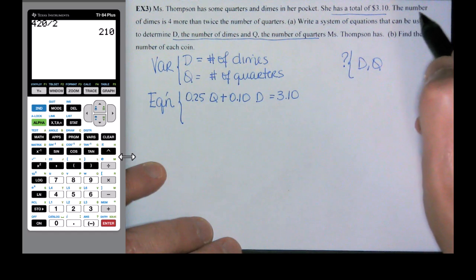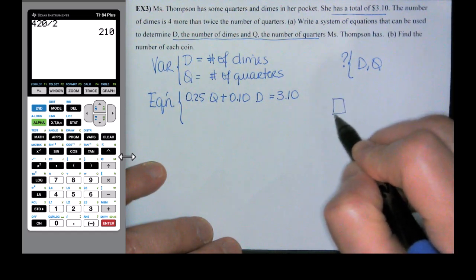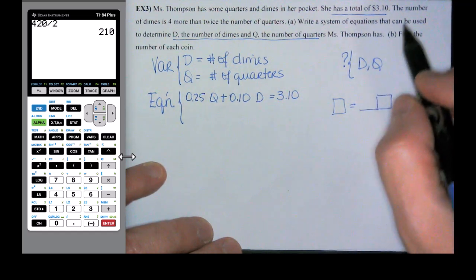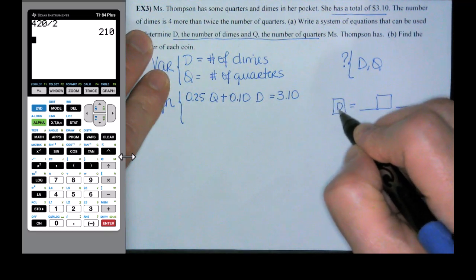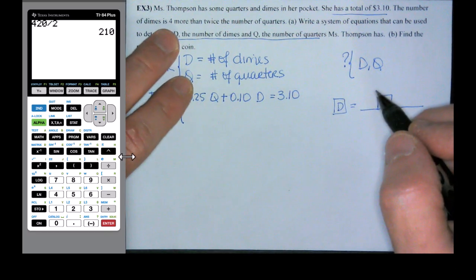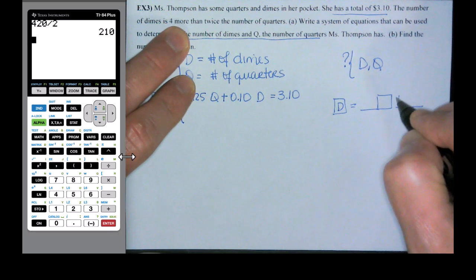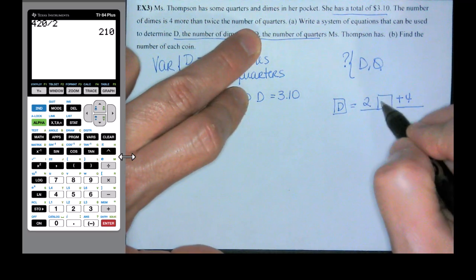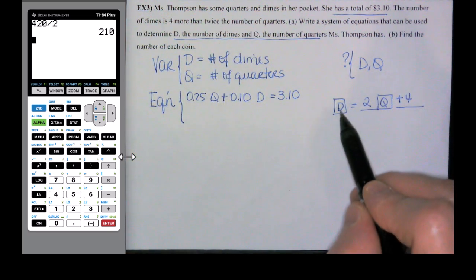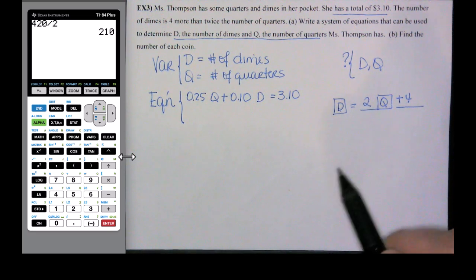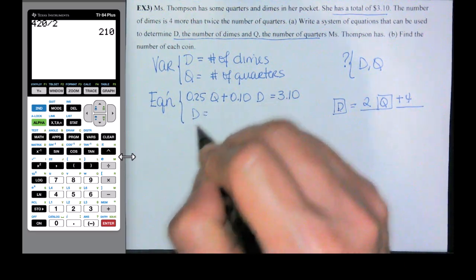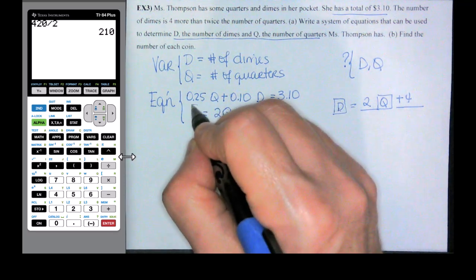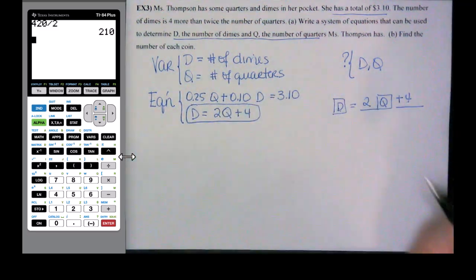Now it says here the second phrase, the number of dimes. Okay, and this is one where you can use the little setup that we created. So the number of dimes is the first variable to appear, is 4 more, so that will be plus 4, then twice is multiplication, the number of quarters. So that means the dimes is 4 more than twice the number of quarters. So my next equation here is D equals 2q plus 4. And the D is alone.